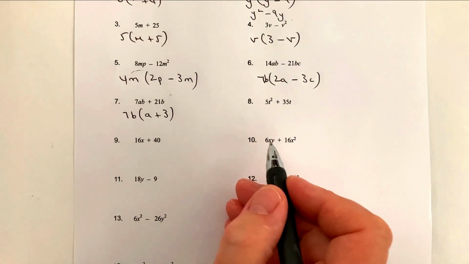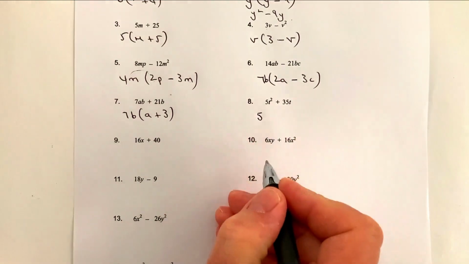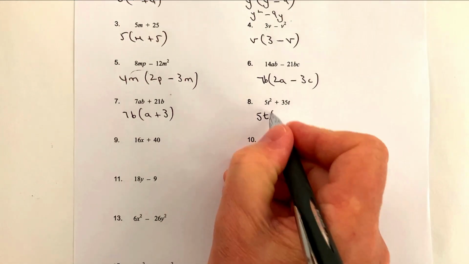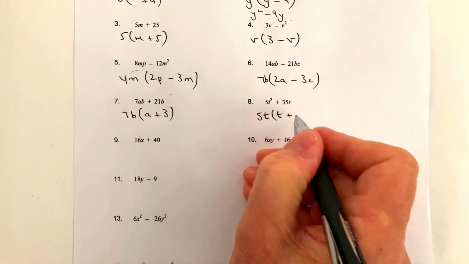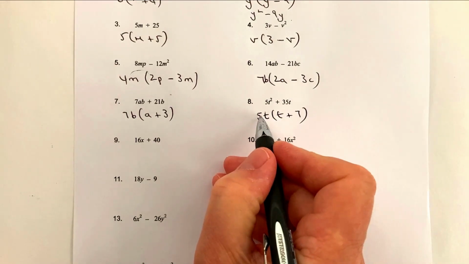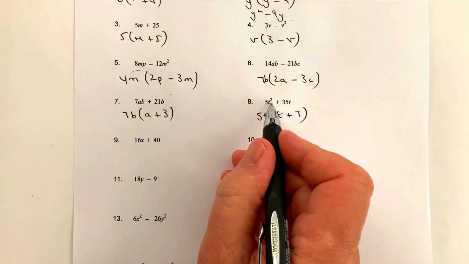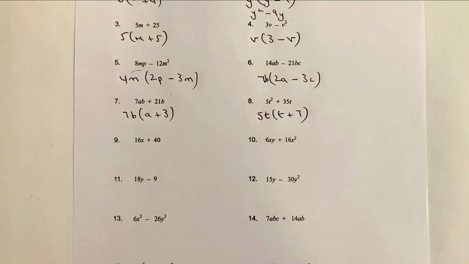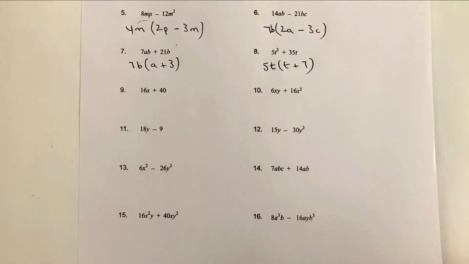Let's move on to the next one. 5 is the biggest number that's common to both terms. And then t. Okay, take t out. So that's going to be t plus 7. 5t times t is 5t squared, and 5t times 7 is 35t. Okay, let's move on then to question number 9.